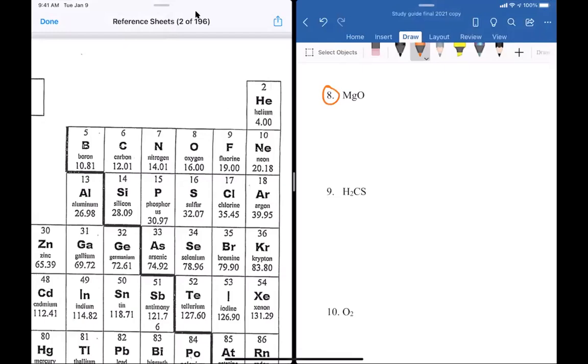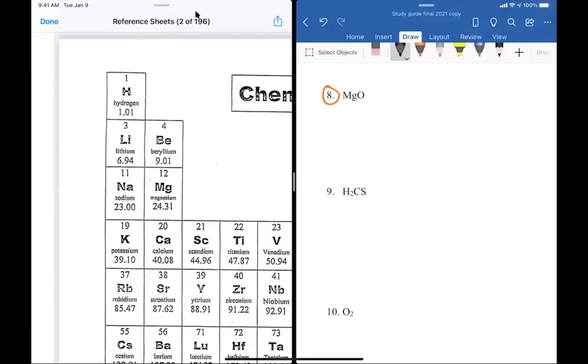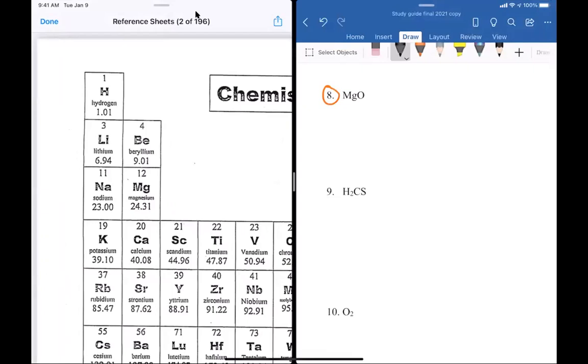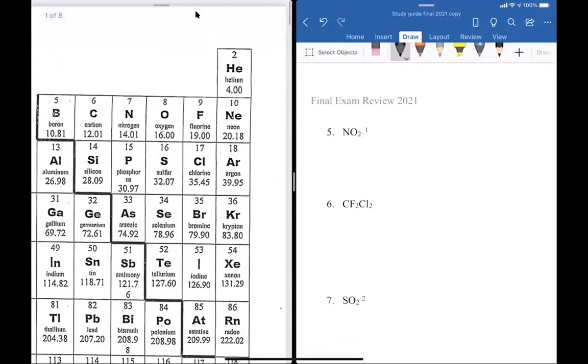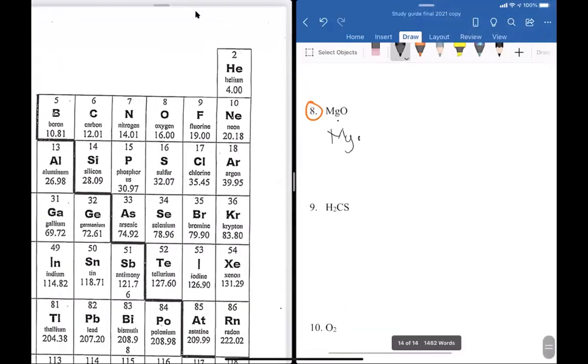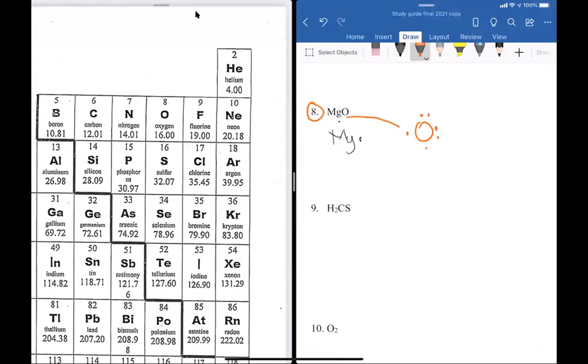All right, guys, because of time purposes, let's do this one. Okay, MgO. So reminder, Mg is on the left, so it's going to be 2. It's in the second column. O is on the right of the stairs, so this is O, and O is in the 6th column. 1, 2, 3, 4, 5, 6. And reminder, again, Mg is going to pass down its electrons to O. This would become a +2. This would become a -2.